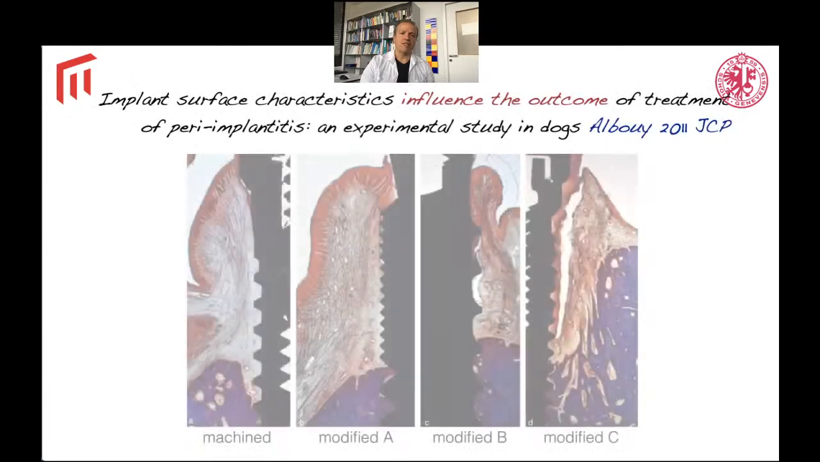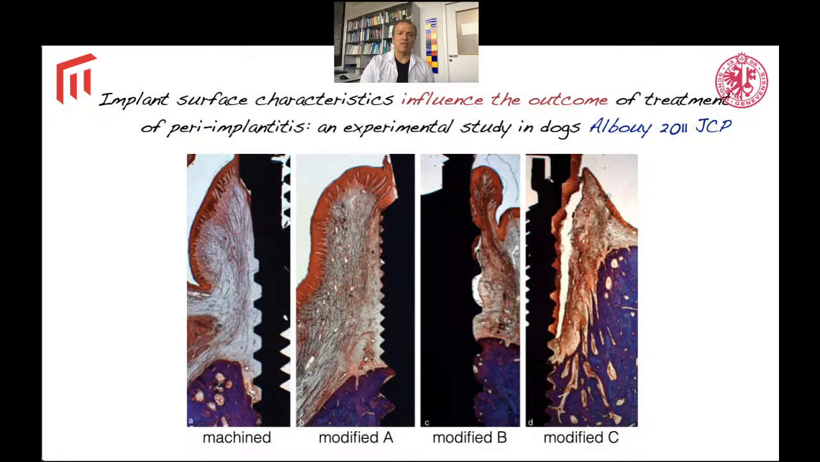Now the other important aspect is exemplified with this study. Again, the same model, where implants of different macro and surface characteristics were placed in dogs. Experimental peri-implantitis was induced, and then they were treated with open flap debridement, so with a somehow, let's say, low-tech approach, and the implant surfaces were decontaminated with a gauze with sterile saline. You will notice that after healing, we have distinct outcomes. Here, there have been 4 different types of implants used.